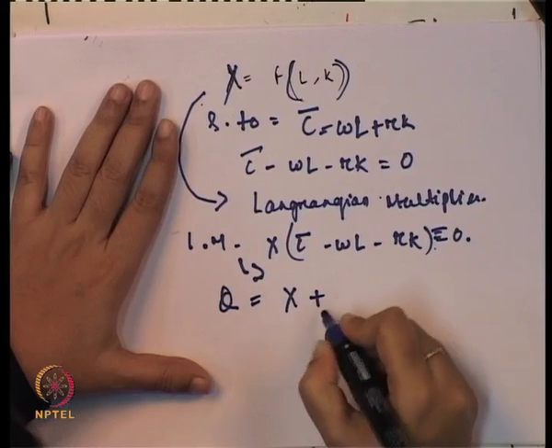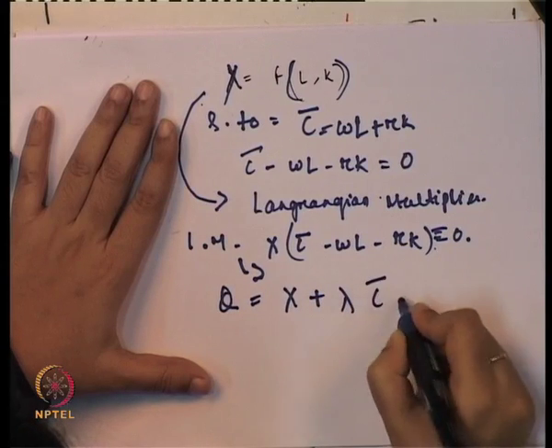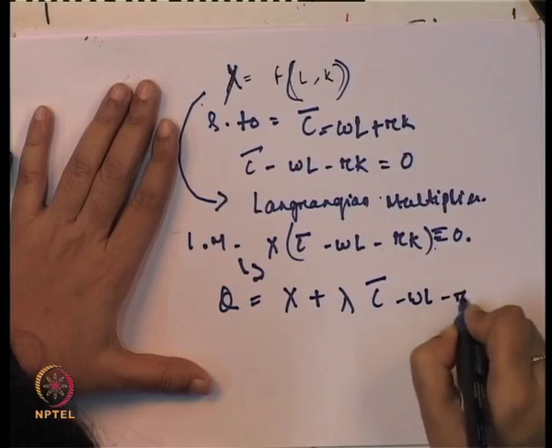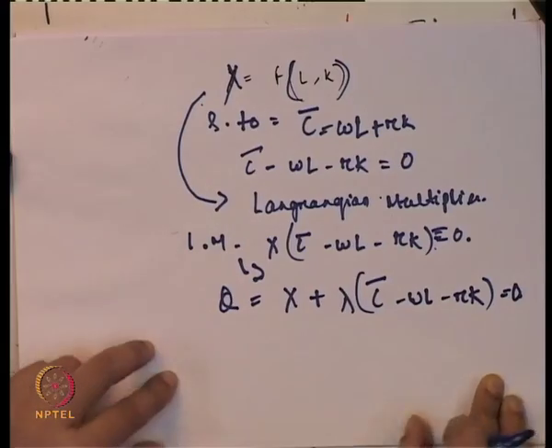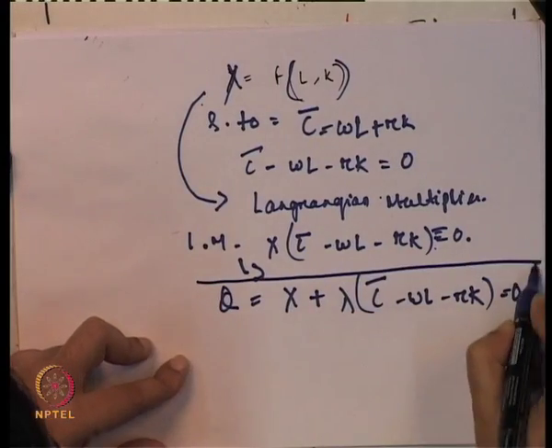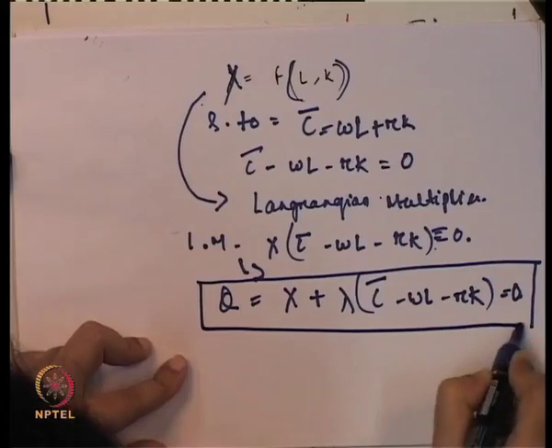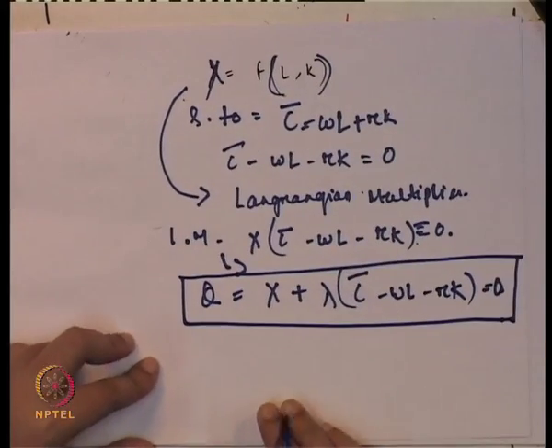So, once we apply the Lagrangian multiplier method, the composite function is x plus lambda times C bar minus W L minus R K, which has to be equal to 0. This is the composite function using the Lagrangian multiplier method. Now, what is the next job? We need to maximize it, and we will see what the first order condition and the second order condition should be in order to maximize or minimize. So, given this composite function, what should be the first order condition?